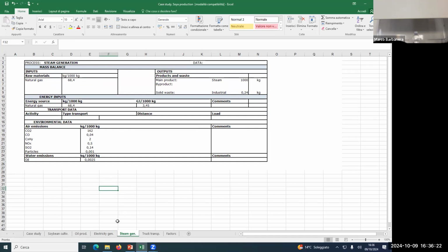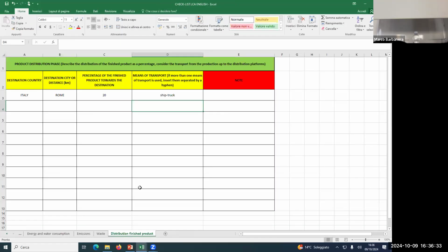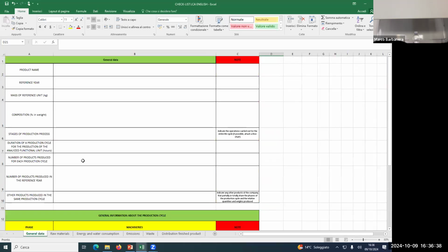Also, we can start today to see a checklist that I prepared, which is usually used by the LCIA practitioner to collect input and output data to model a life cycle by using primary data. I don't know if you want to start an LCIA study for a certain product.